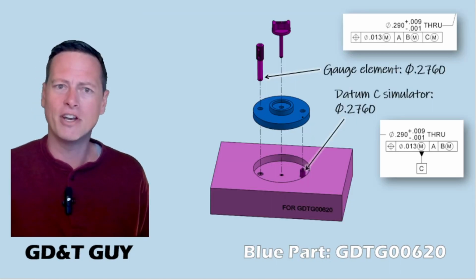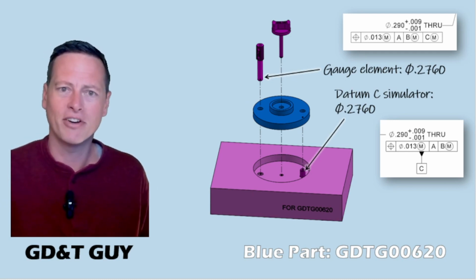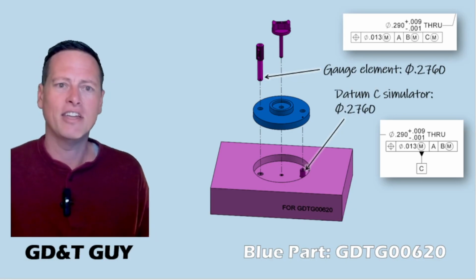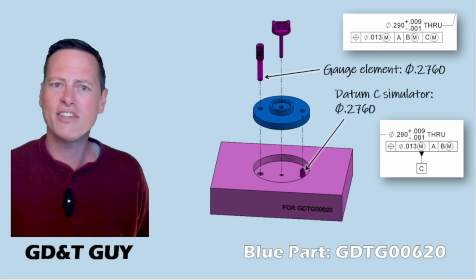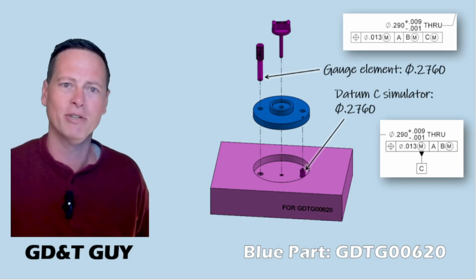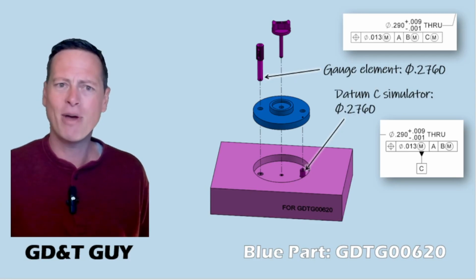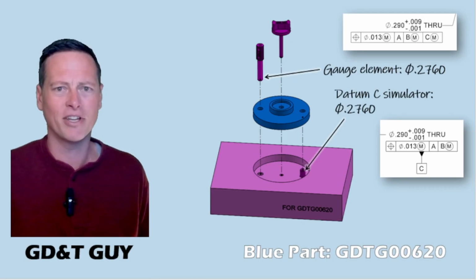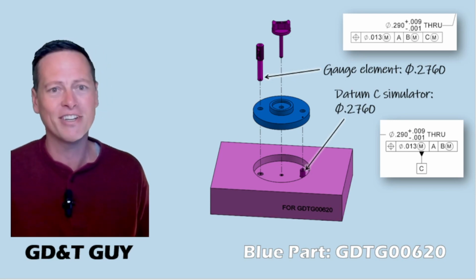And that can be illustrated if we go back to the gauges. Now I have a Datum C simulator here, this pin, in addition to the Datum A and Datum B simulators. And then the idea here is that the manufactured part goes on the Datum simulators, and then we check the position of the second screw hole with the gauge element. I guess this is one way to think about it. One thing that's kind of interesting about this is that both the Datum C simulator and the gauge element are the same size, 276, because the holes both have the same virtual condition.